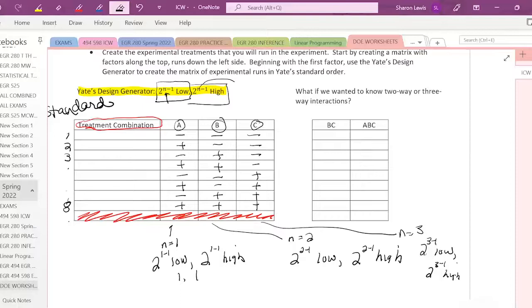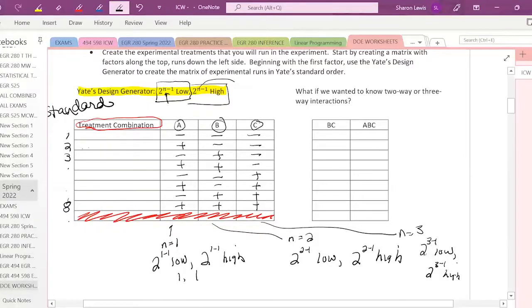So the naming of this is we look for each experiment. And so the first one, it says run everything at its low level, set temperature low, set pressure low, set timing low, and then what is Y? Then we would record Y. The second experiment, set A high, B low, C low, and then run that experiment and record whatever Y is. So we have this special naming convention.